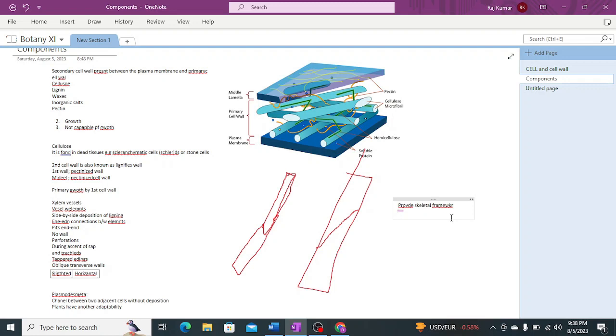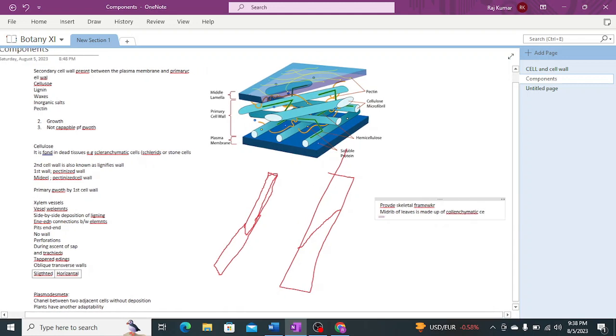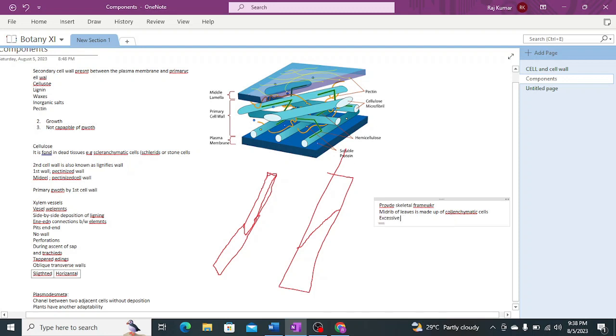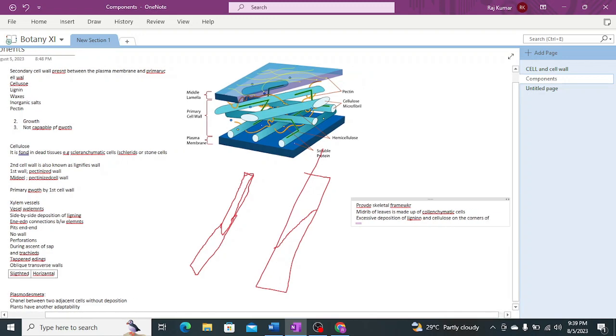Why is that so? That is because the midrib of leaves is made up of parenchyma cells. These parenchymatic cells are having excessive deposition of lignin and cellulose on the corners of the cell wall.